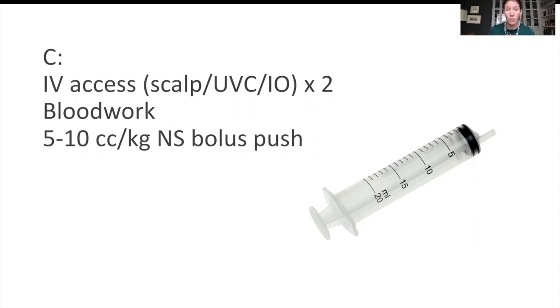What's happened to the perfusion? Has it improved at all? And is the baby tolerating fluid? So is the baby showing signs that now there's crackles, now there's worsening respiratory status, or now there's hepatomegaly that would indicate that the baby's not tolerating fluid and perhaps developing some congestive heart failure? So just remember, after each bolus, we're going to do a good reassessment of the baby's condition.